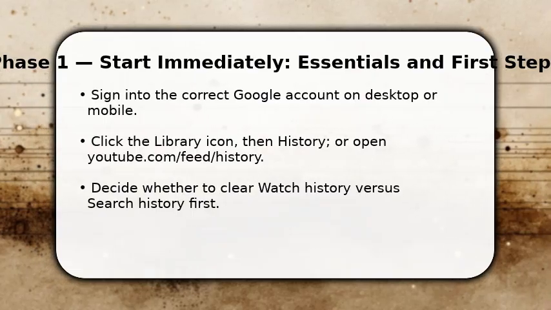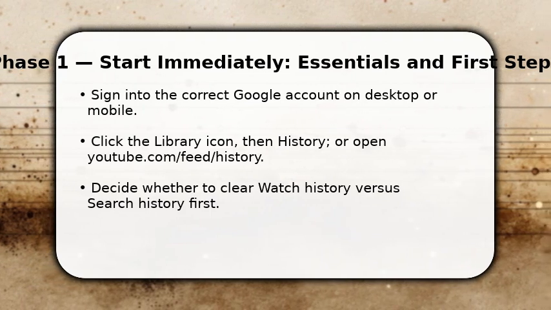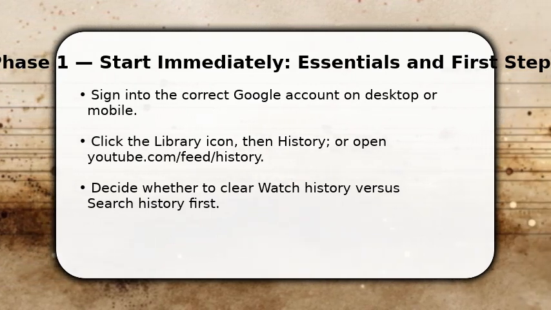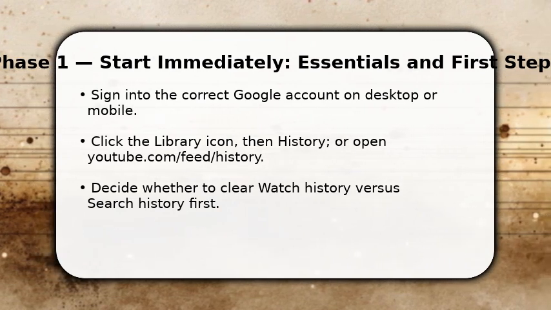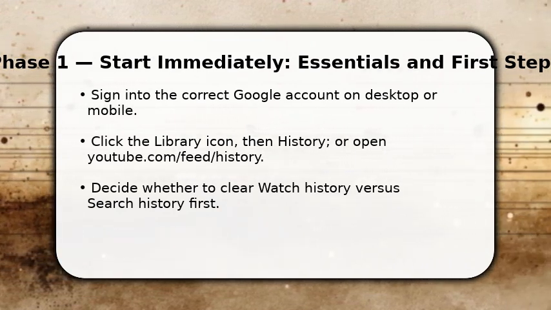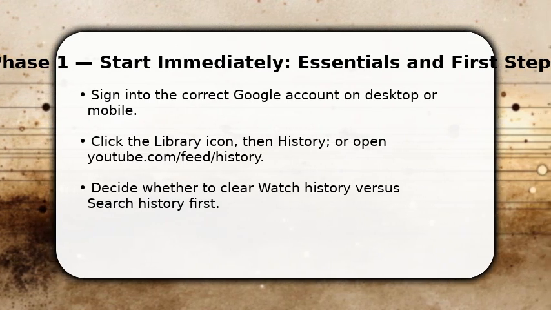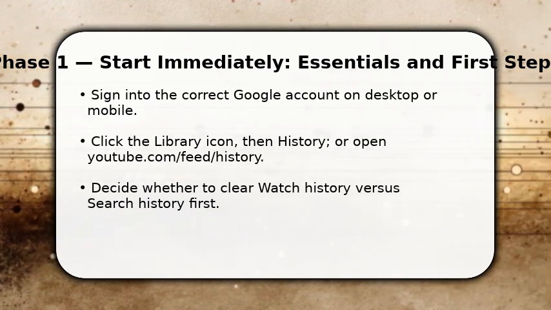You start now by signing into the Google account that holds the history. This matters because history is account-specific. Once signed in, open YouTube and go straight to Library, then History. On mobile, tap Library. On desktop, click the left menu.